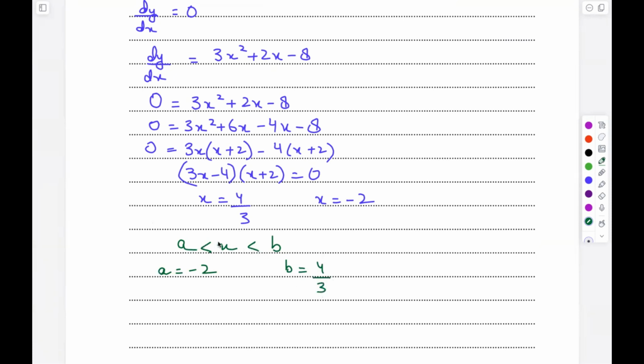And between these 2 points, there will be no stationary points, as the stationary points are at 4 upon 3 and minus 2. So between 4 upon 3 and minus 2, the curve will have no stationary points.